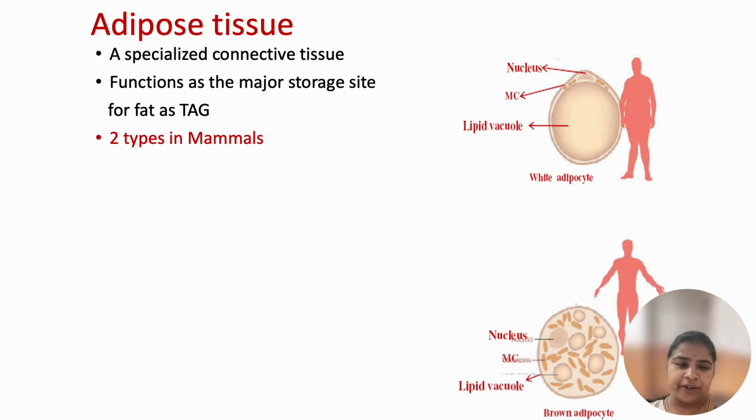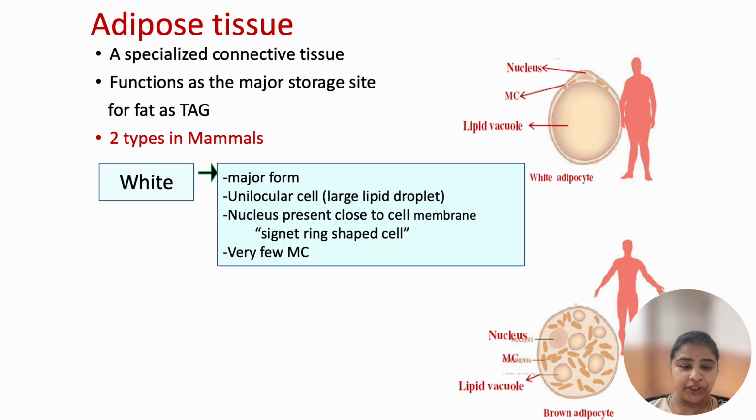So, a small introduction into adipose tissue, but the actual part of adipose tissue will be covered when we are looking at obesity. So, that is another session, but here let me just introduce you to types of adipose tissue. This is a specialized connective tissue which functions as a major storage site for fats, and fats are stored as triacylglycerols. There are two types of adipose tissue, the white adipose tissue and the brown adipose tissue.